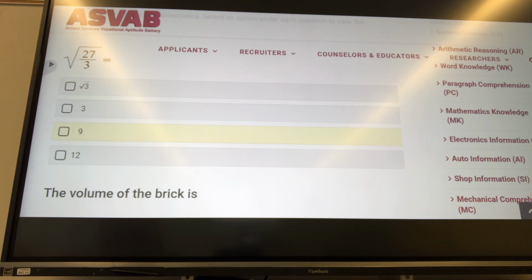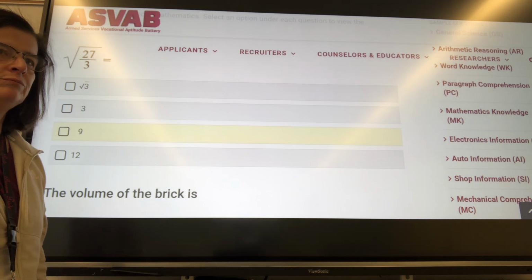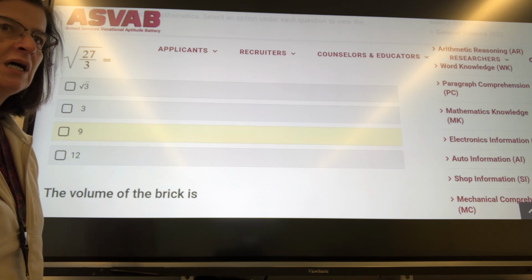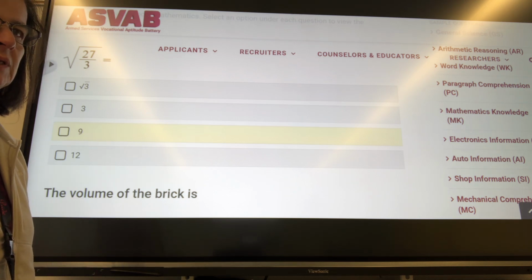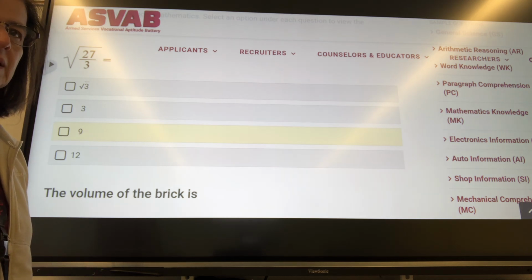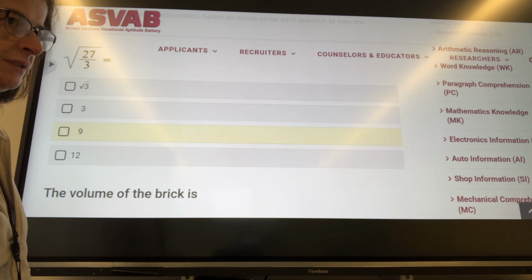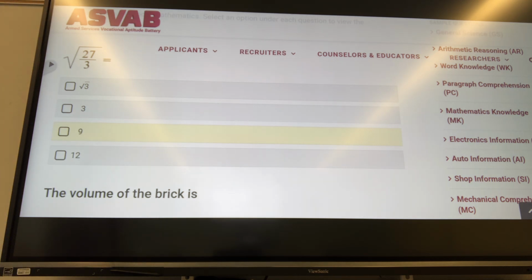Over the mathematics knowledge questions available on the ASVAB website. I'm going to take a little more time than I would usually if I were taking the test, because I want to show different ways to approach the problem. The first question we have here is asking you to simplify the square root of 27 over 3.